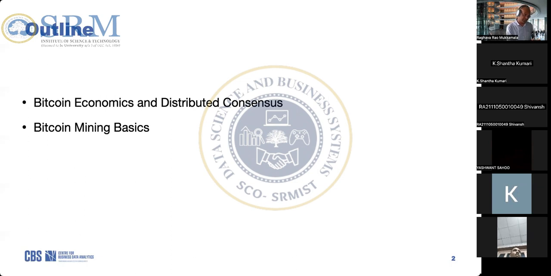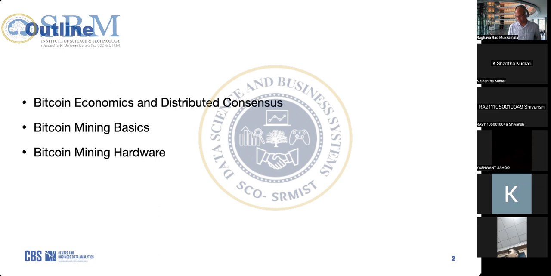As I was telling before, in the case of a centralized system, you have somebody to take care of the trust, like the bank and other such things, and how cryptocurrencies achieve this distributed consensus. And then we will look into some of the basics in Bitcoin mining, especially cryptocurrency mining.